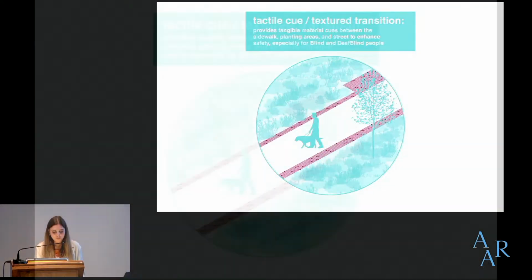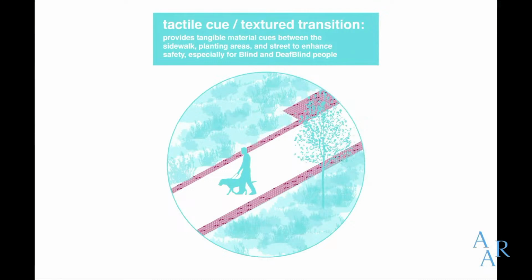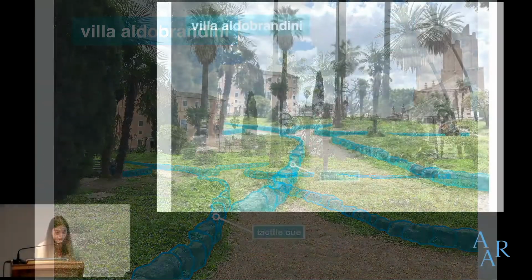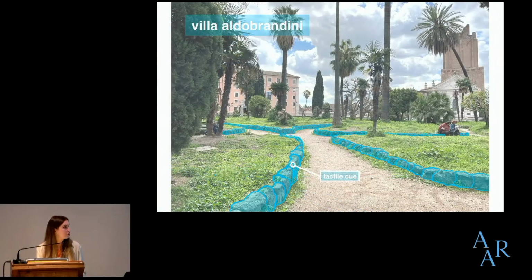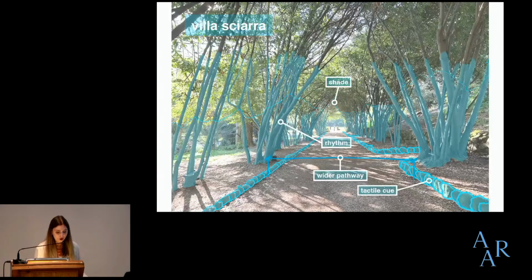So the first principle is a tactile cue, or a textured transition, and these provide tangible material cues between the sidewalk, planting areas, and the street to enhance safety, especially for blind and deafblind people. This is not an application of truncated domes or the yellow bumped surfaces that we see at crosswalks in the United States. This is a more subtle and non-code related principle. In many parks and gardens, I saw an application such as this, with stones along the edges of pathways, which would be very detectable by canes, such as here at Villa Aldo Branzini, also here at Villa Sciarra, and I'll describe the other Deafspace principles as I go through the presentation.